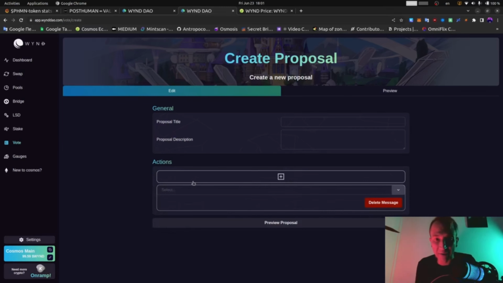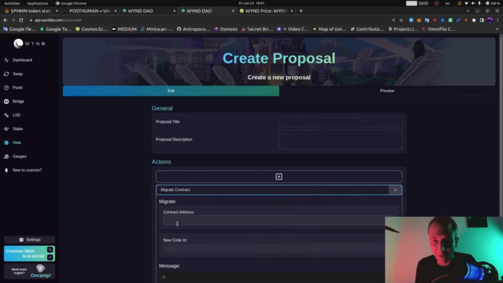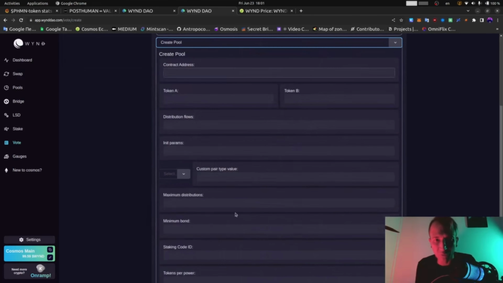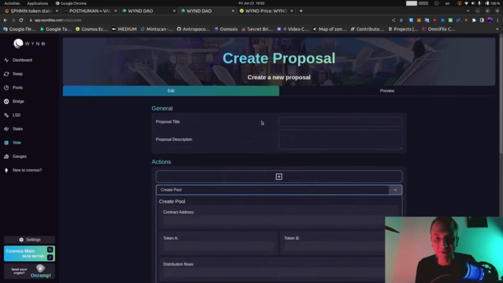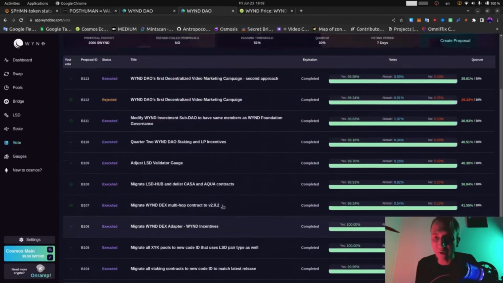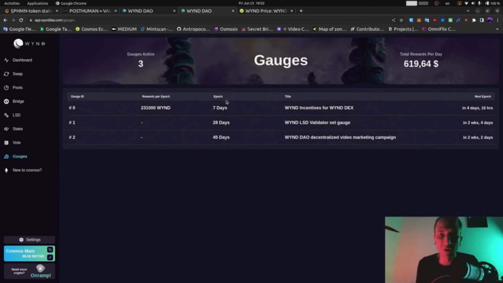So if you want to do something, you can propose everything you want. You can add some actions, you can create a pool, execute a contract, migrate a contract, and so on. Create a pool, for example. A lot of different possibilities to make this DEX totally controllable by the users. And this is a very cool feature of the Wynd DEX, because you really can participate in the decentralized governance. But to govern the DEX is not the only possibility with your voting power. Also there exist options like gauges.